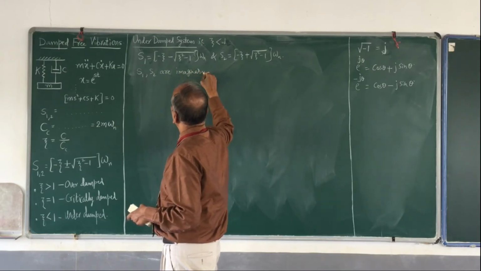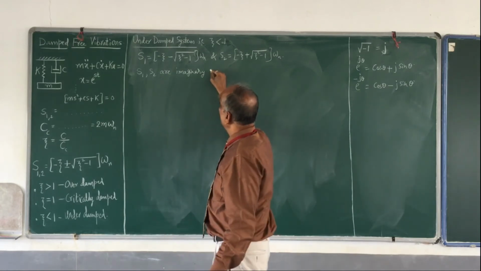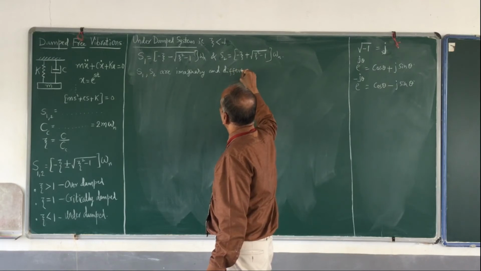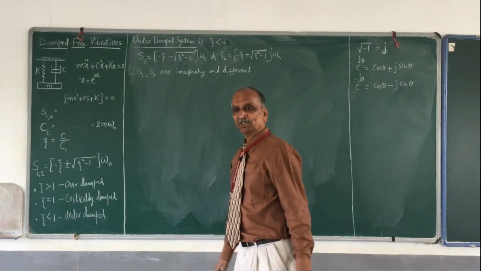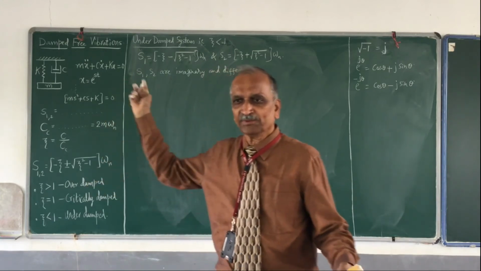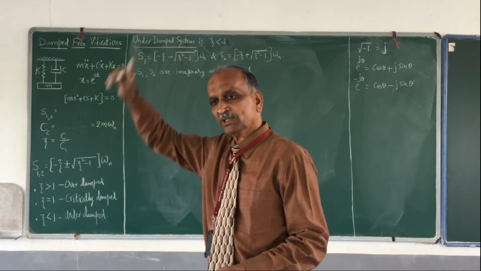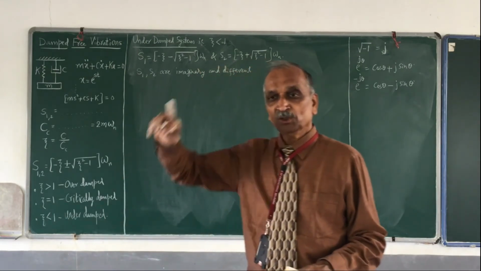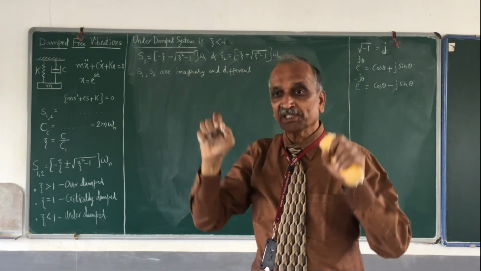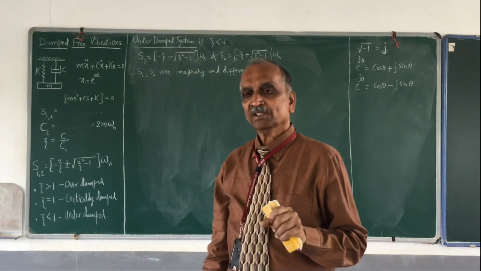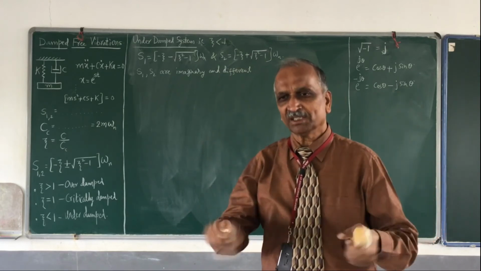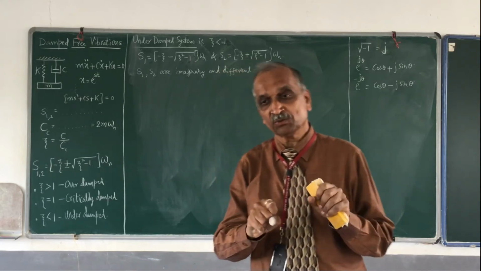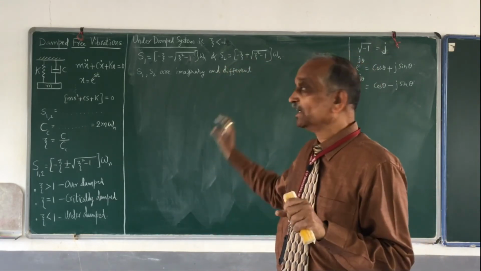Do you agree? They are imaginary. Imaginary and different. That means S1 and S2 are not one and the same, they are different. So S1 and S2 are same in case of critically damped system. For overdamped and for underdamped, S1 and S2 are different. In overdamped system, S1 and S2 are real, they are not imaginary. In critically damped, S1 and S2 are one and the same, but they are real. But in this case, S1 and S2 are different, but they are imaginary.